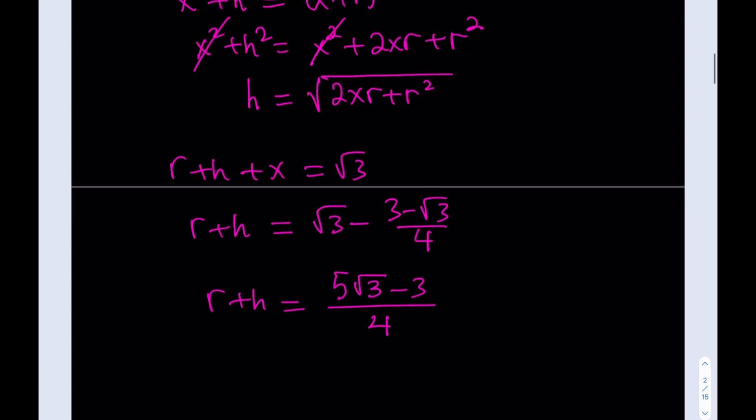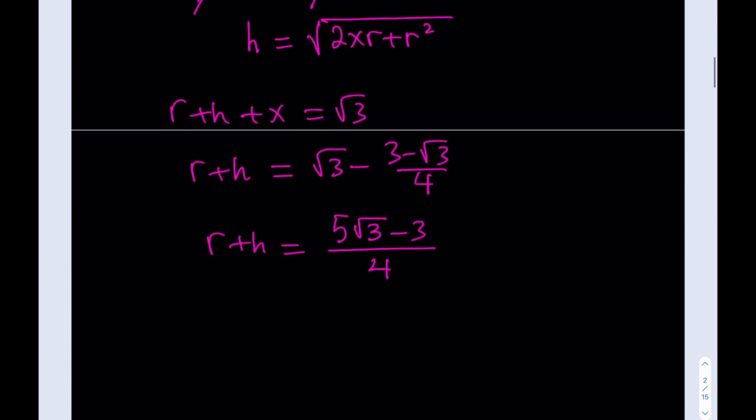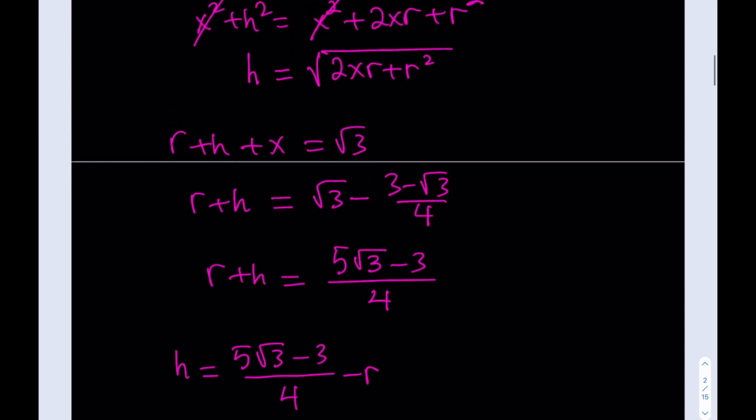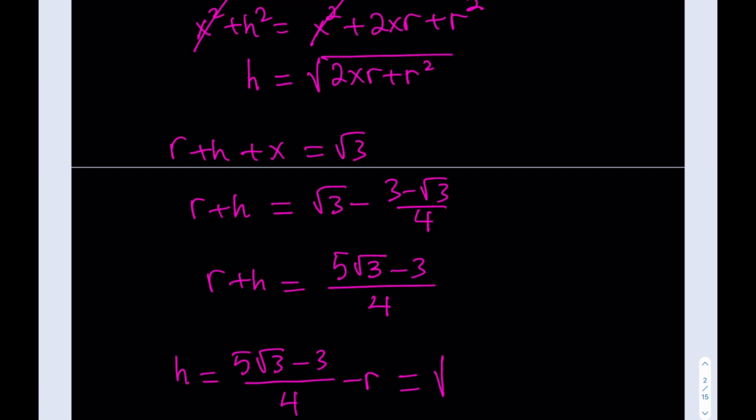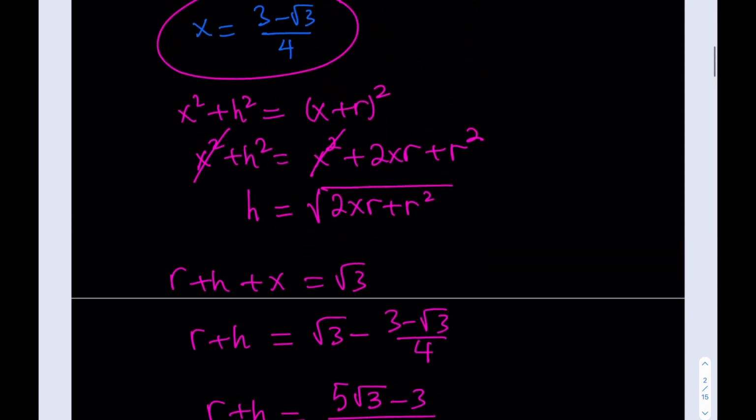And then I know that h is equal to that. So one of the things I can do is I can try to isolate h from here. And then I can just go ahead and set it equal to the radical expression. Let's see what this gives us. So this is h, right? Minus r, of course. And then it's also equal to this one. So now here I can just go ahead and plug in the value of r. And r is, I mean x. x is equal to 3 minus root 3 over 4. Let's copy that here.